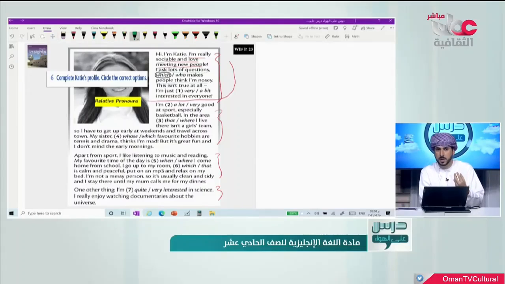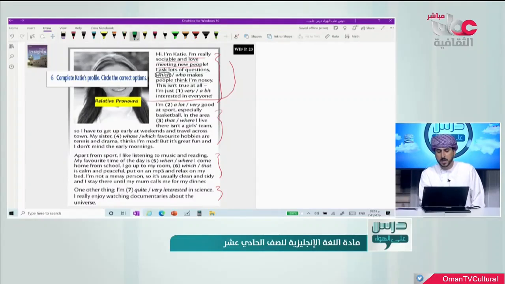This is a very clear sign that she is a sociable person. She likes to talk to people. She asks people. "This isn't true at all. I'm just very interested in everyone." She is interested in people, talking to people, meeting people, and so on. So she explains, she gives more examples about this attribute or this adjective.